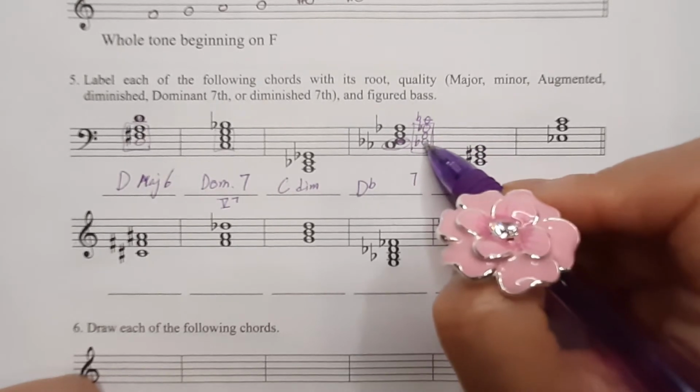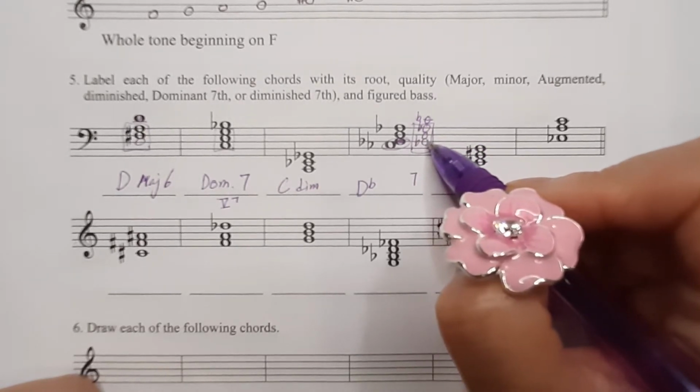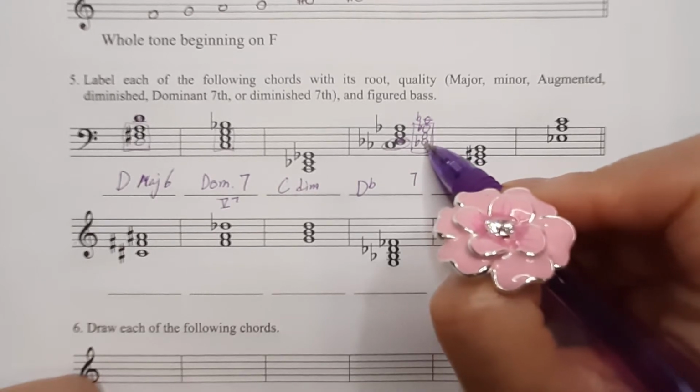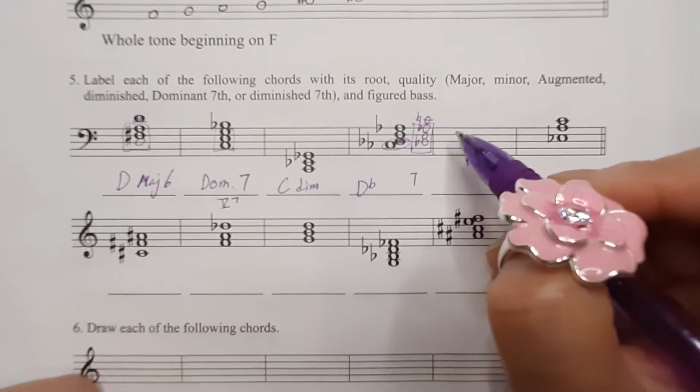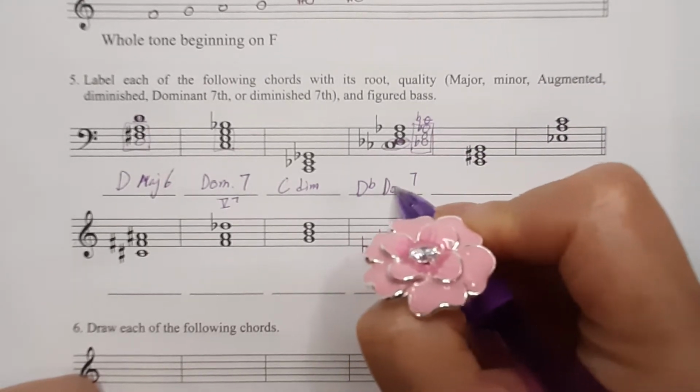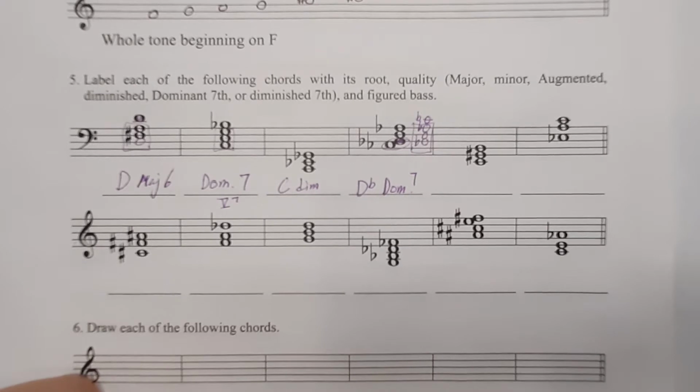It is. In the key of D flat major, we have D flat major, D flat, and there's A flat too, F natural, right? So what do you call it? It's a D flat dominant 7. All right, let's do the next one.